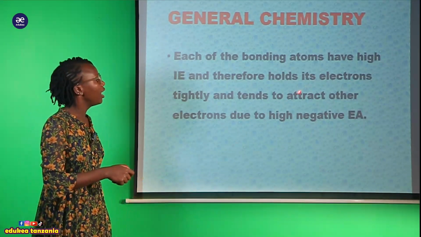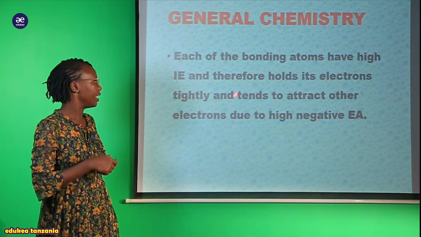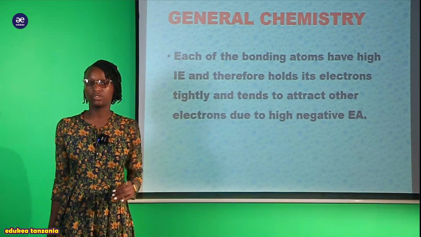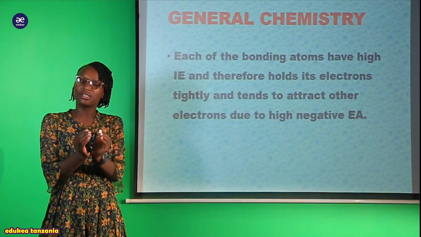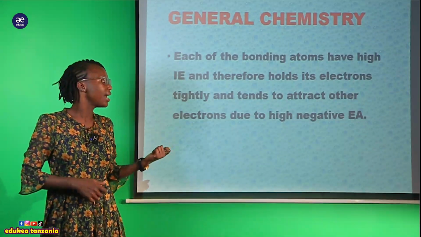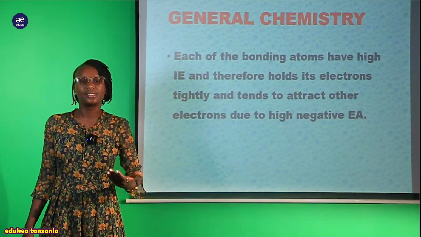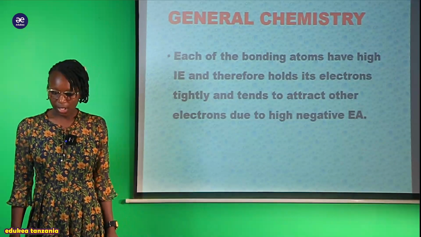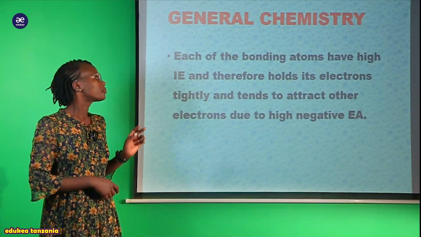That's why you see the word tightly, and they tend to attract other electrons due to the high electron affinity. Kwa hiyo utaona zile electrons zake zinakuwa held tightly, yani so closer, lakini pia utaona kwamba because of this higher electron affinity therefore they tend to attract other electrons. So this is all about the covalent. I hope that is clear.